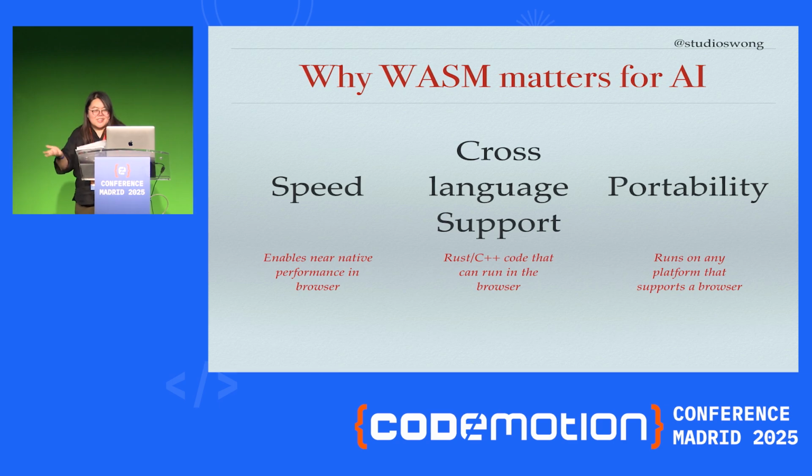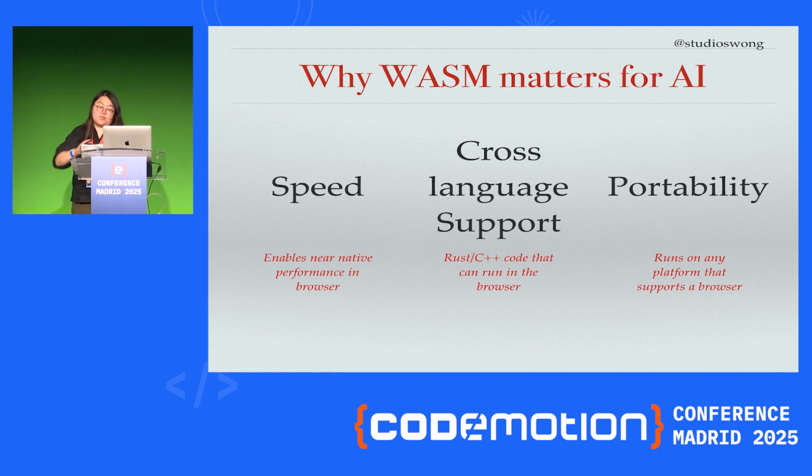So why is WASM good for Web AI? The main core thing is speed. WASM enables AI models to run with near-native performance in the browser, which is crucial for compute-heavy tasks like deep learning inference. And of course, there's cross-language support. As I mentioned, it supports languages like Rust and C++, and you can run them in the browser without relying just on JavaScript, which makes it much more versatile. And also the main bit is portability.